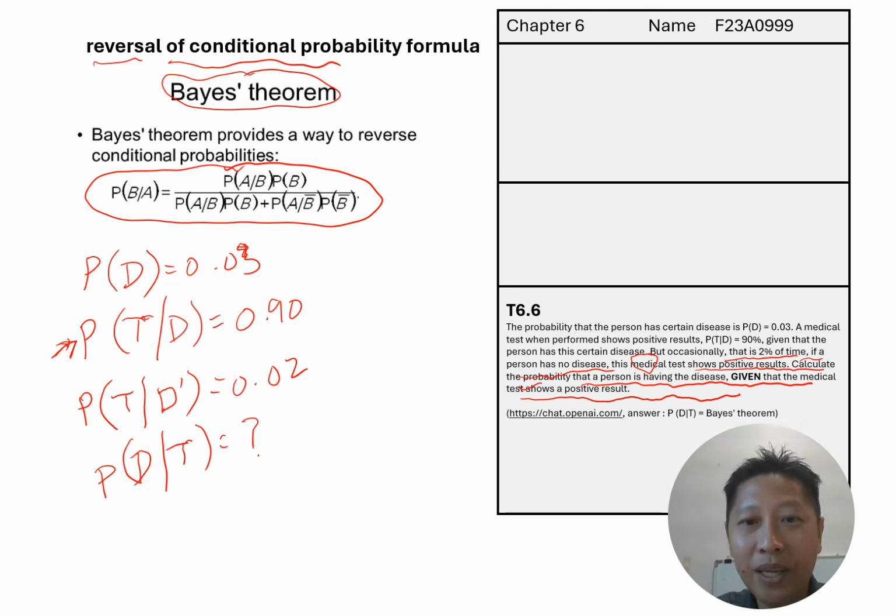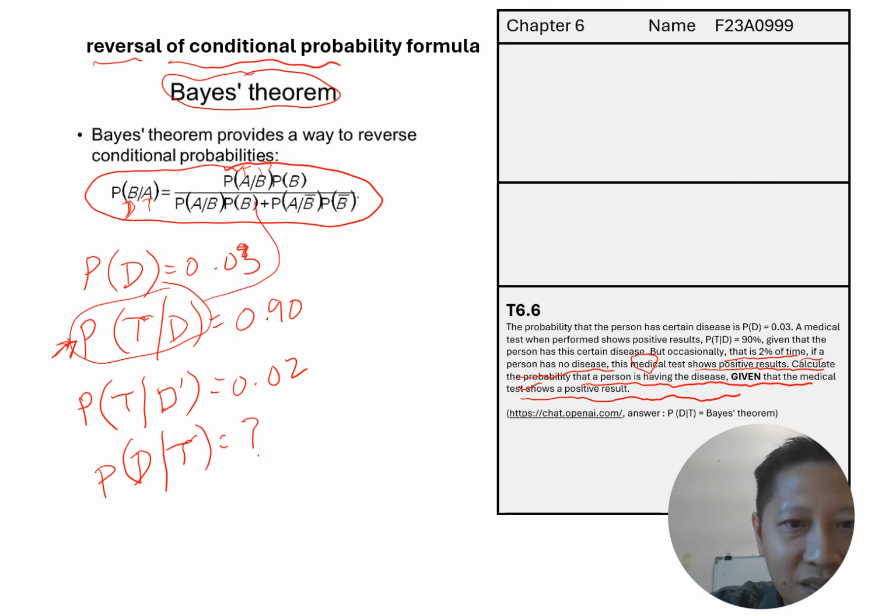Let's use the Bayes' theorem to solve the problem. Okay, we want to find P of D given that T is tested positive. So the D looks like the A, and the T looks like the B. So we'll fit into the formula here. The first term is probability of T given D. So we're going to have this one, later put inside here.